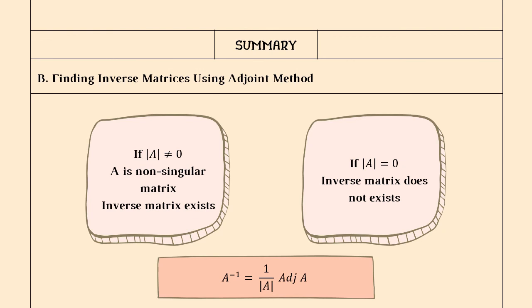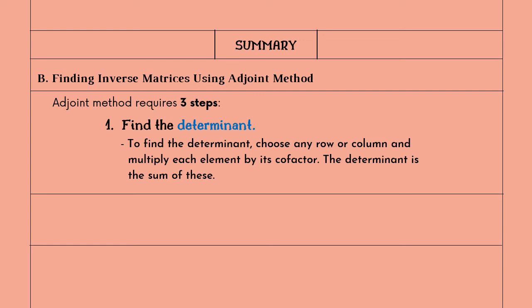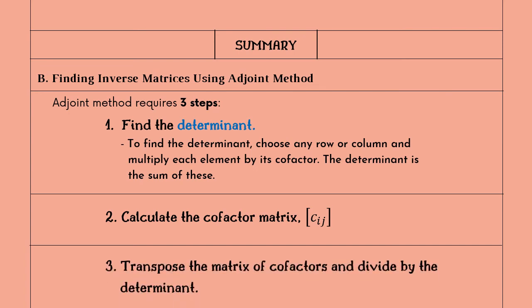To find the inverse matrix using the adjoint method, you need to follow this formula, where the inverse matrix equals 1 over determinant A times adjoint matrix A. Here is the important part in the adjoint method you need to remember. The adjoint method requires 3 steps. The first step is to find the determinant. To find the determinant, choose any row or column and multiply each element by its cofactor. The determinant is the sum of these. Second, calculate the cofactor matrix. Third, transpose the matrix of cofactors and divide by the determinant.